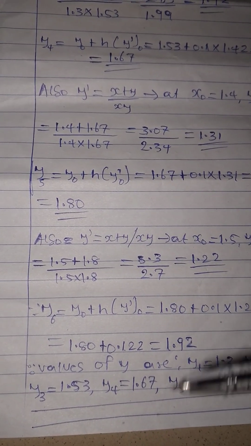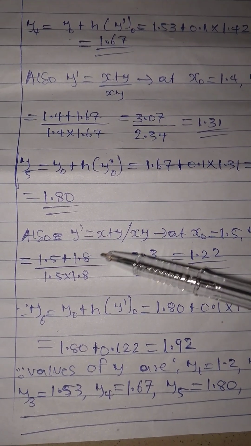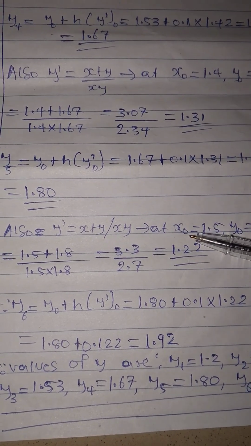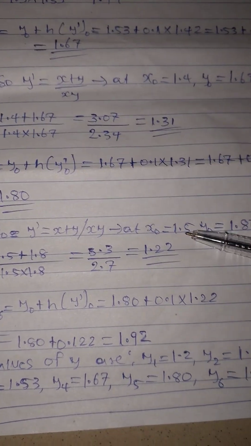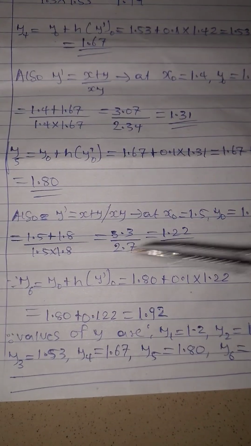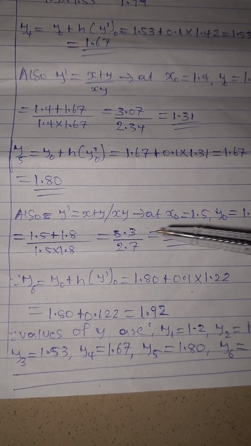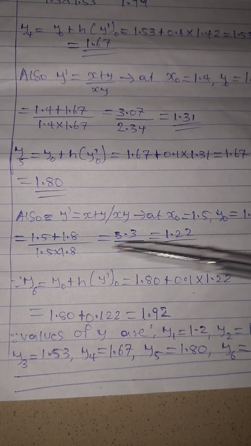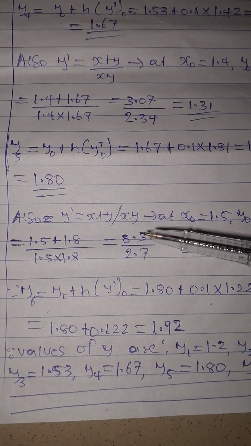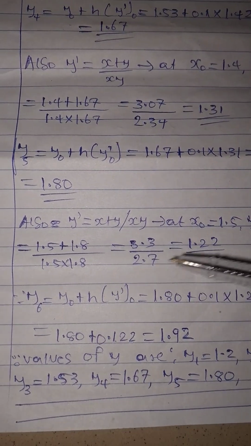Okay, so after finding y5, what do we find? Now, we have to find y6. To find y6, I have to find y prime 5. Y prime is equal to x plus y all over xy. This will be at x naught to be 1.5, and my y naught will be my value for y5, which is 1.8. Attaching the values, x naught is 1.5 plus y naught is 1.8, all over 1.5 times 1.8. So this gives me 3.3, all over this multiplied by this gives me 2.7. So this divided by this gives me 1.22.